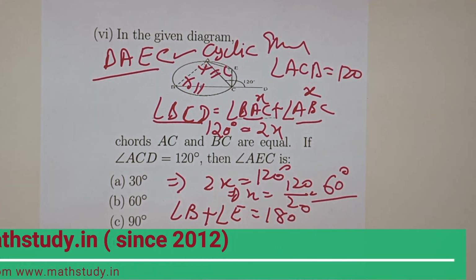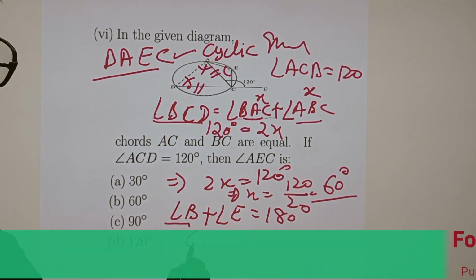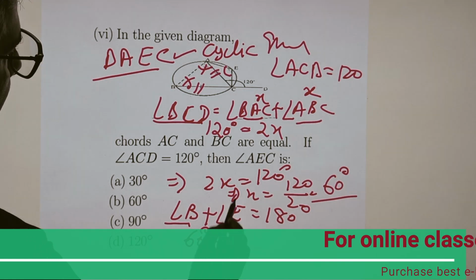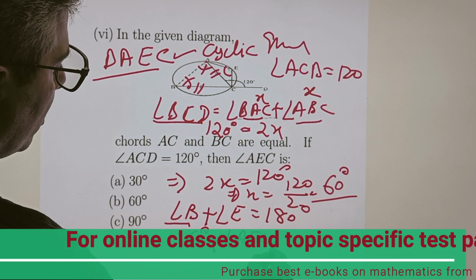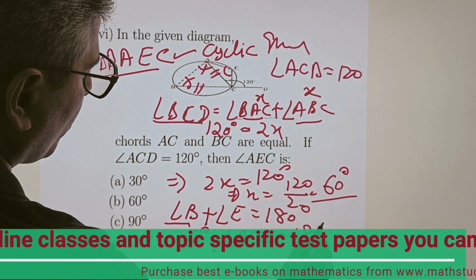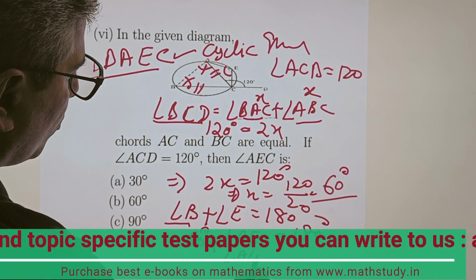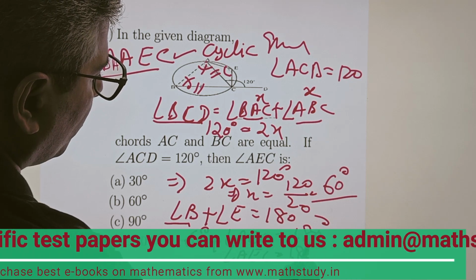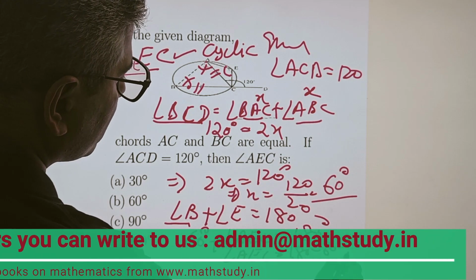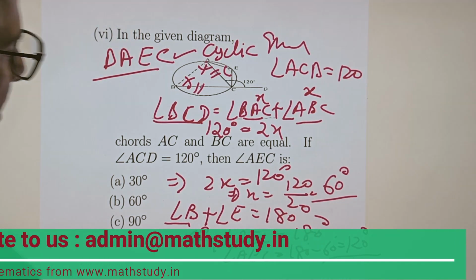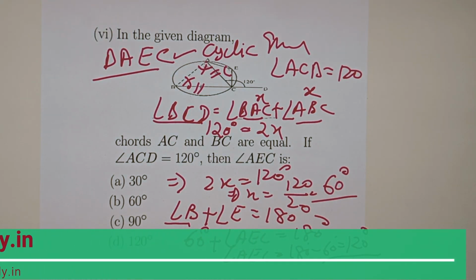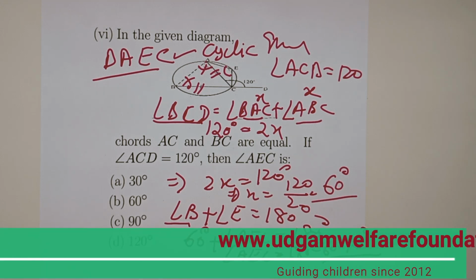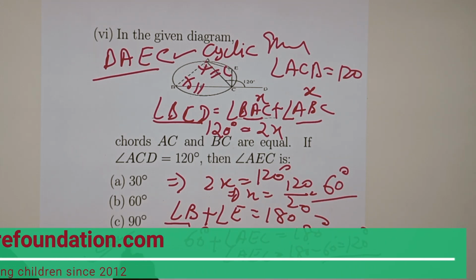Very simple. So we got our angle B here, which is 60 degrees. So angle E, which is basically angle AEC that we need to find out, is equal to 180 degrees minus 60 degrees, which is 120 degrees. Very simple. So we got our answer here, that is angle AEC is equal to 120 degrees. Therefore option D is the correct option.